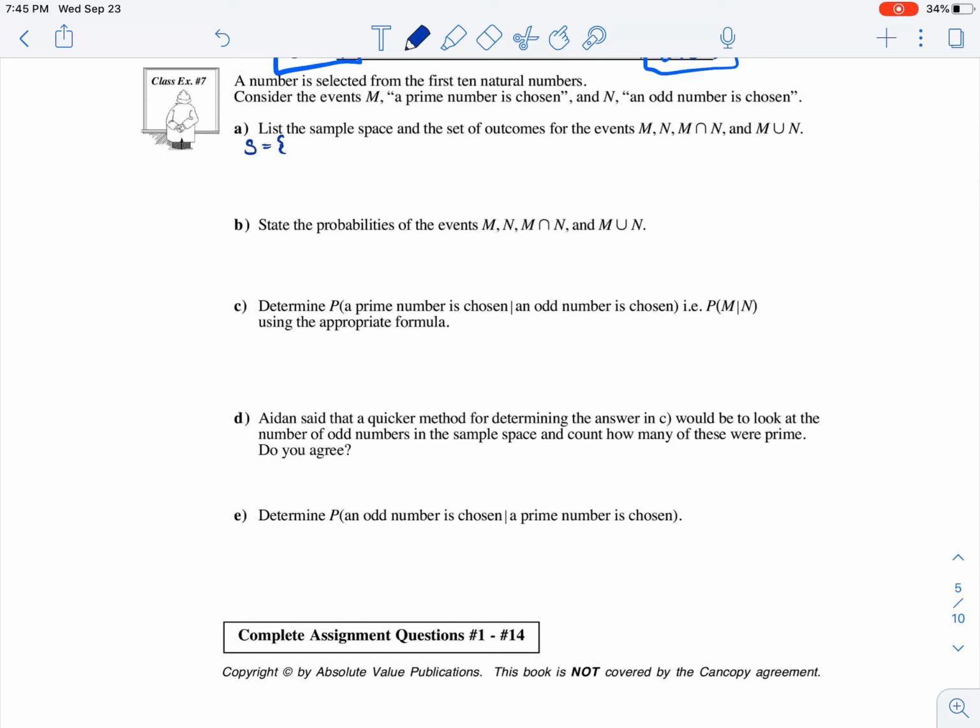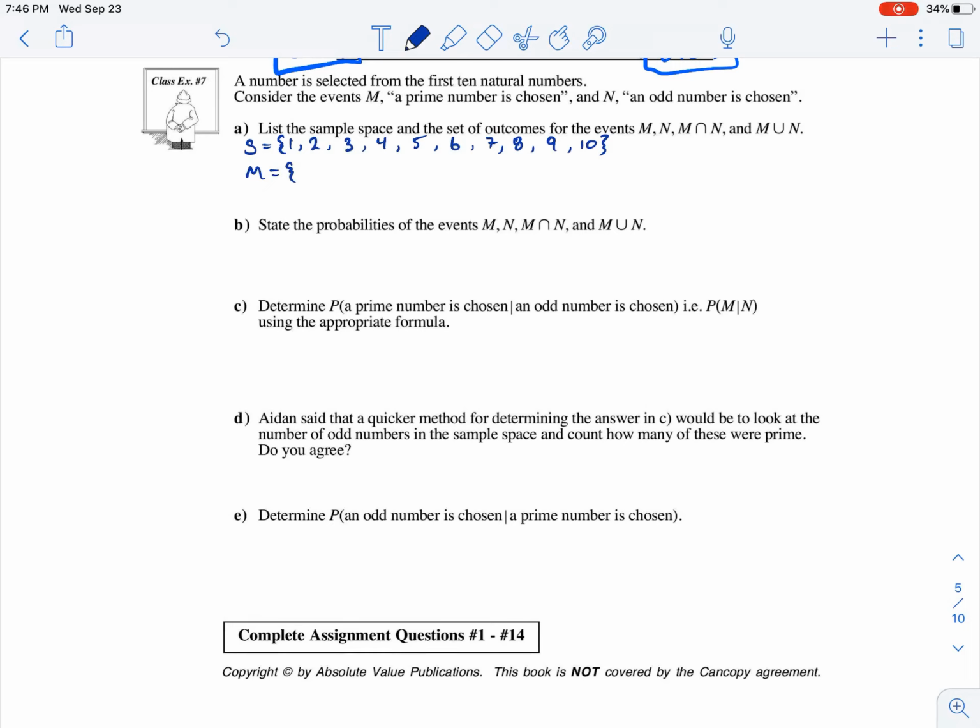So let's call that S. And what outcomes make up the sample space? This would be similar to our universal set. So it's the first 10 natural numbers. So remember, the first natural number is 1, then 2, 3, 4, 5, 6, 7, 8, 9, and 10.